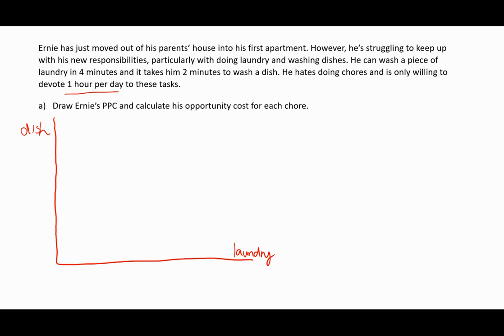Okay, so what we want to find is our two extreme points. So if he's only doing laundry, how much laundry can he make? If he's only doing dishes, how many dishes can he wash? All right, let's start with laundry. So we've got 60 minutes to work with. And one clean piece of laundry takes him 4 minutes. So if he's spending his full 60 minutes only doing laundry, that means that he can clean 15 pieces of laundry. All right, so we can label that as our extreme point here.